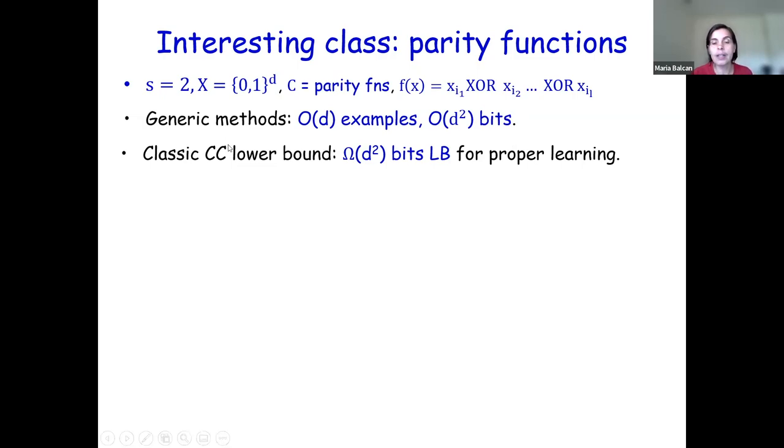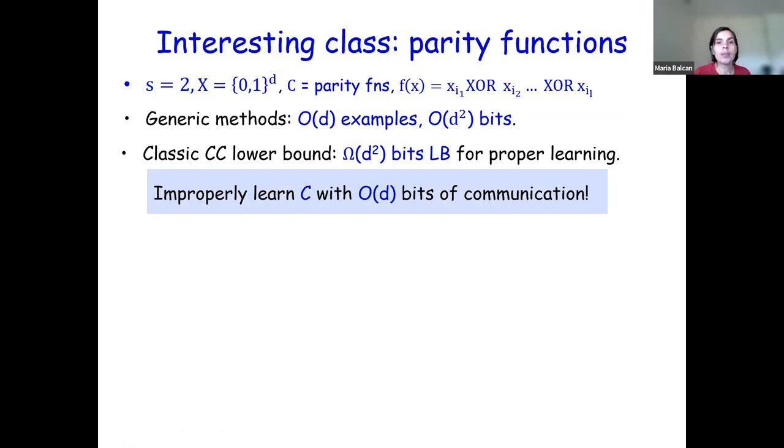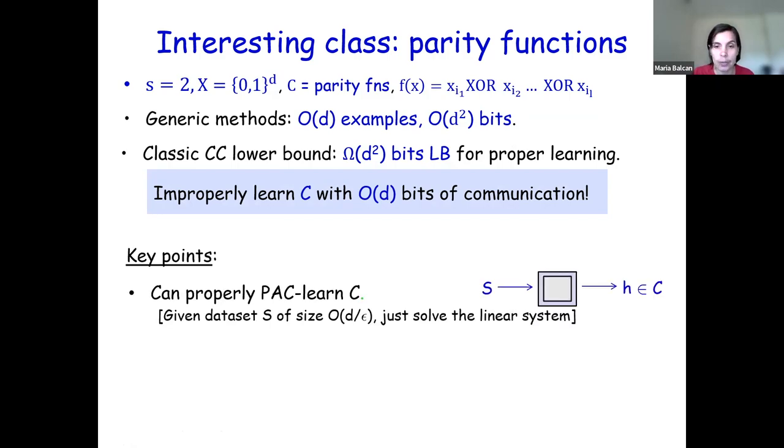What's interesting is that it follows from some classic communication complexity lower bounds that if we want to do proper learning and really output a classifier, and by proper learning I mean I want the function that I learn to also be a parity function, then omega of d squared bits of communication are needed. But it turns out that we can show how to learn improperly using only order of d bits of communication. And the key idea here is the following.